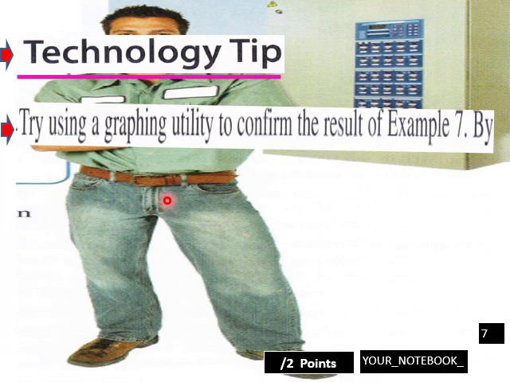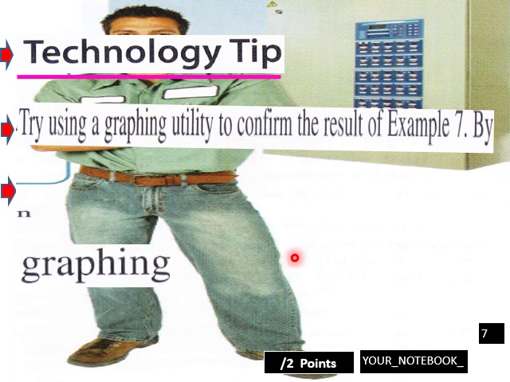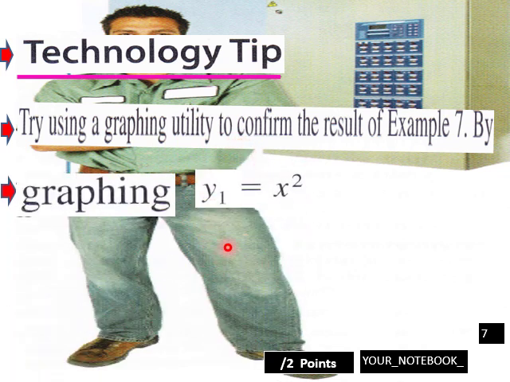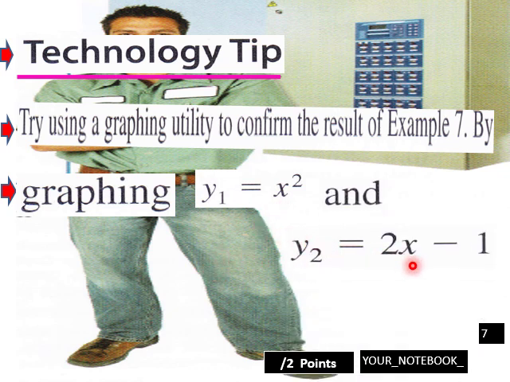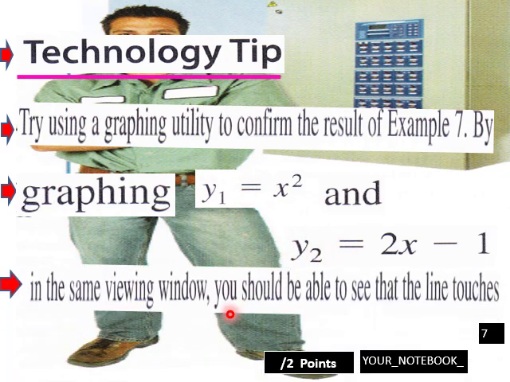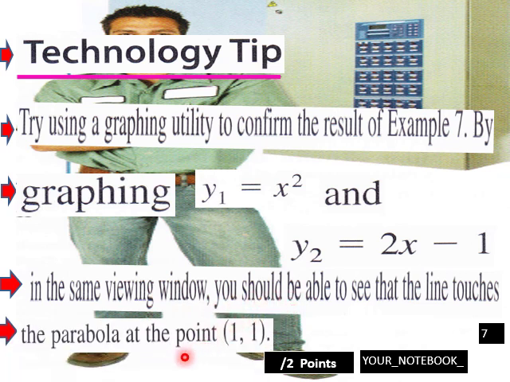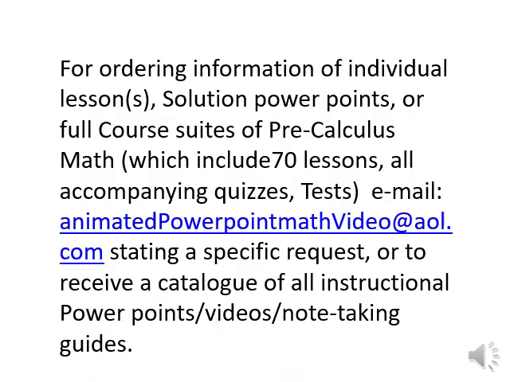Technology tip. Try using a graphing calculator to confirm the result of example 7 by graphing y1 equals x squared and y2 equals 2x minus 1. These lines should intersect at the tangent. In the same viewing window, you should be able to see that the line touches the parabola at point (1, 1). That is what should happen.